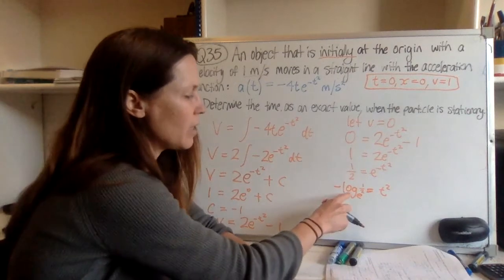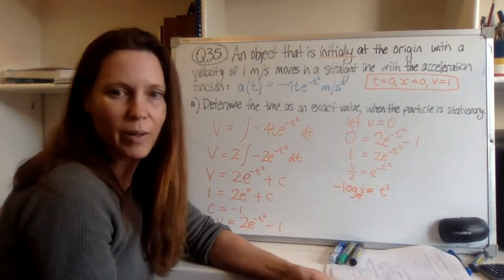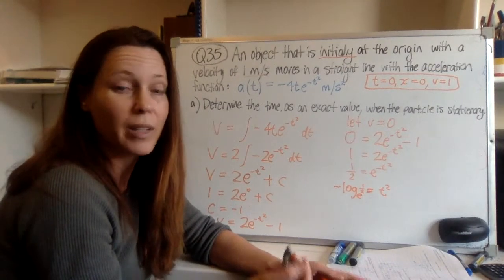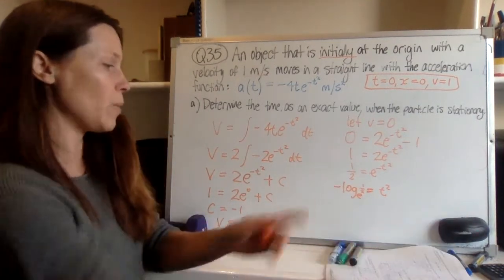No, because the natural log of half is a negative number. So we've got a negative number here, so it's going to work out as a positive number. So we're good. Now, 2 ways you could solve this.